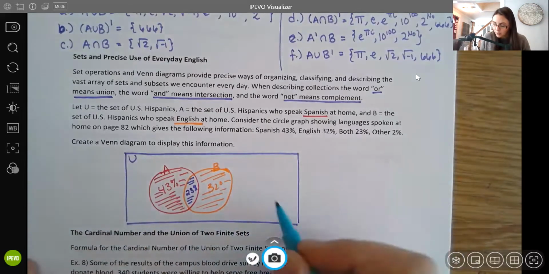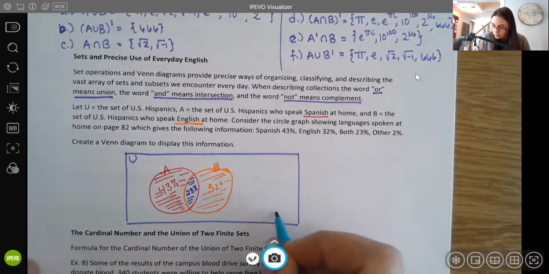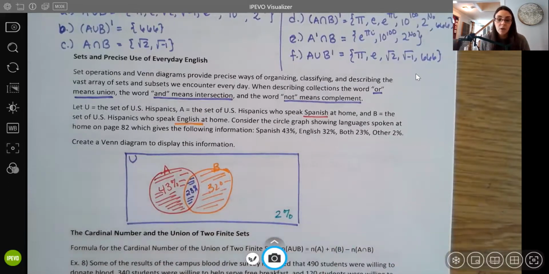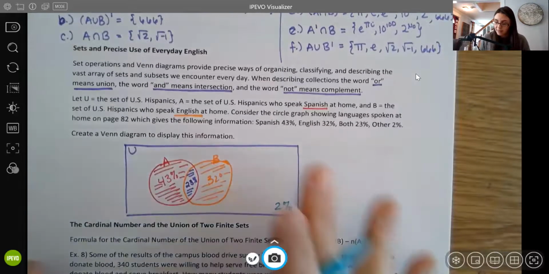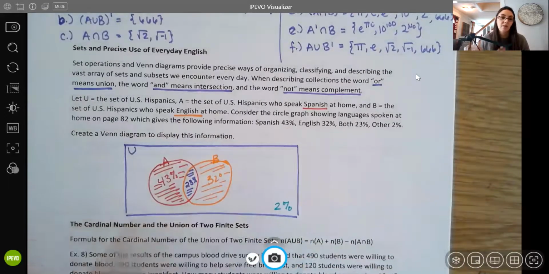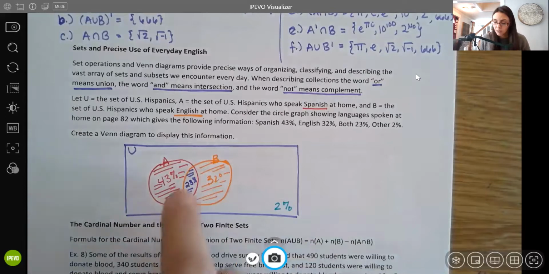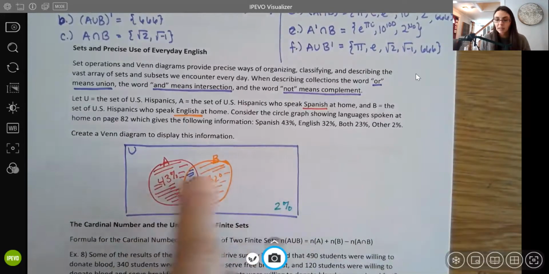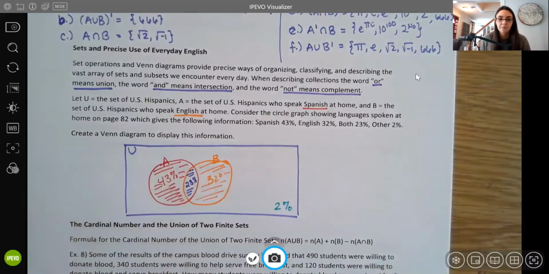So that 2%, what we can do, again, we usually tend to use the corners, so we can just write that 2% here in that fourth region for those who speak a different language at home. So this is a way to take that pie chart given on page 82, which gives us the percents, and turn it into a Venn diagram. So we can see there's a 23% of people who overlap, but then everybody else has distinct languages that they speak at home.